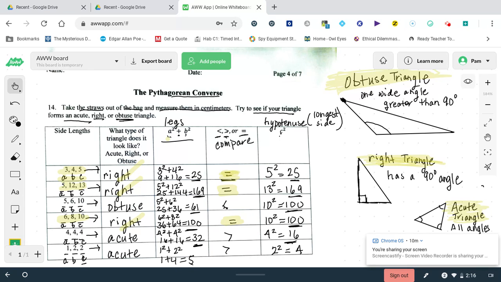Okay, guys, I'm sorry about that. All right. So when A squared plus B squared equals C squared, you ended up with a right triangle. All right, let's take a look at another one.